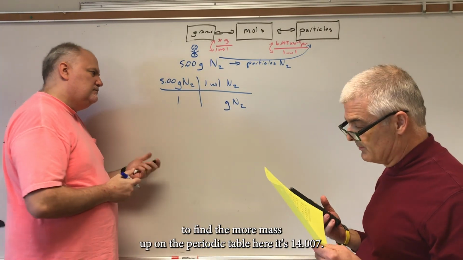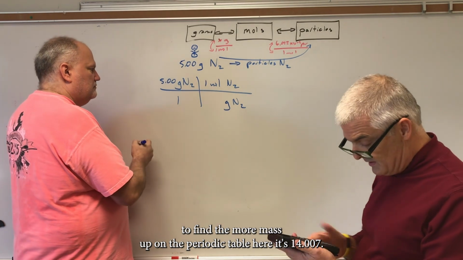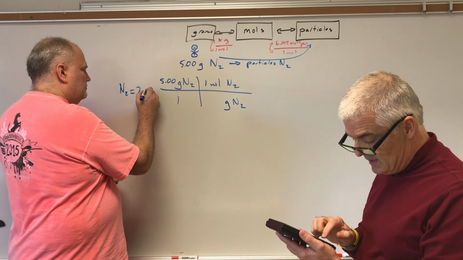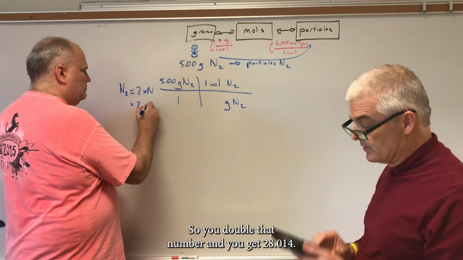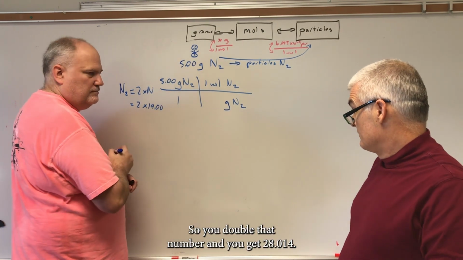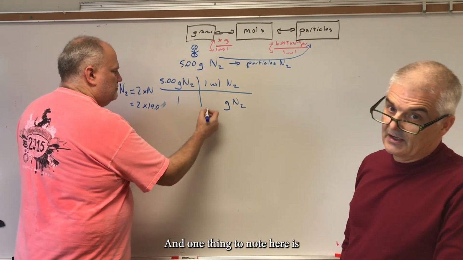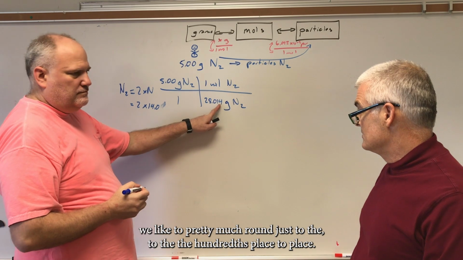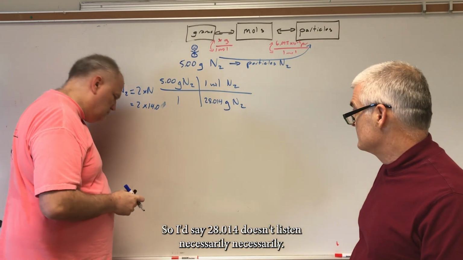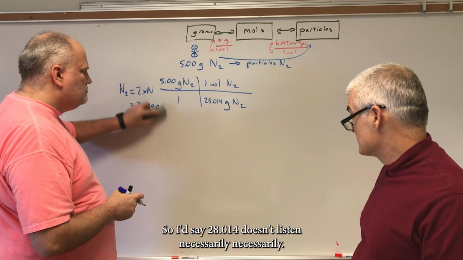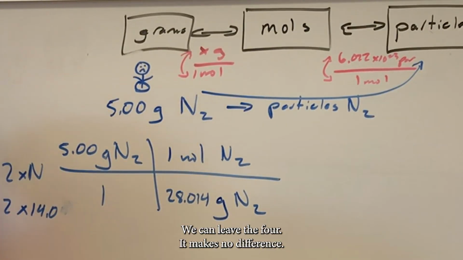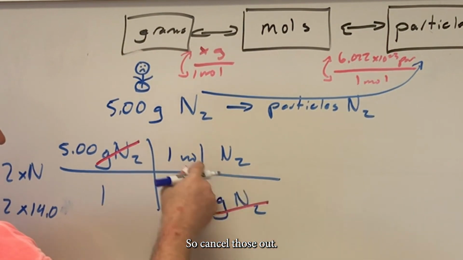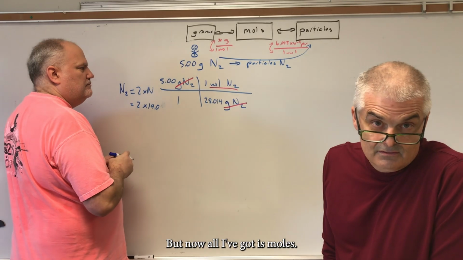N2 is an easy one to find the molar mass of. On the periodic table, it's 14.007. Of course, N2, so you double that number, and you get 28.014. One thing to note here is we like to round to the hundredth place, 2 places, so I'd say 28.01. The 4 isn't necessarily necessary, but we can leave the 4. It makes no difference. Now let's play the cancel game. Cancel those out, but now all I've got is moles.